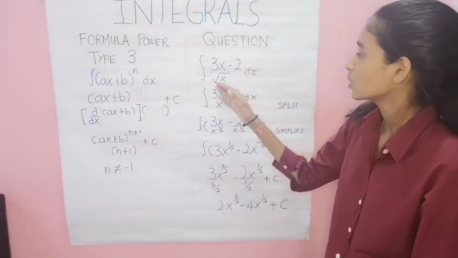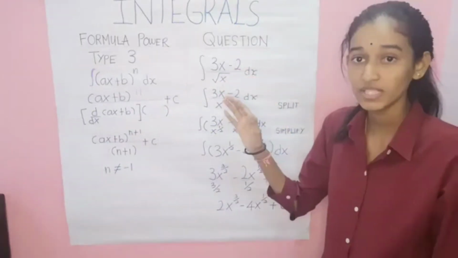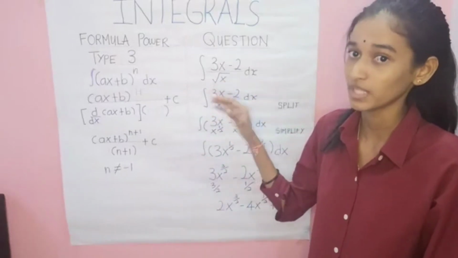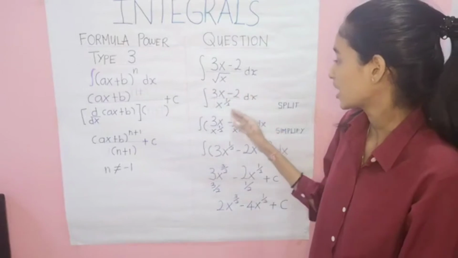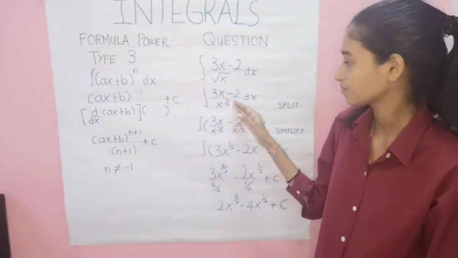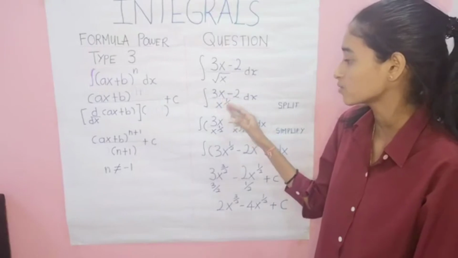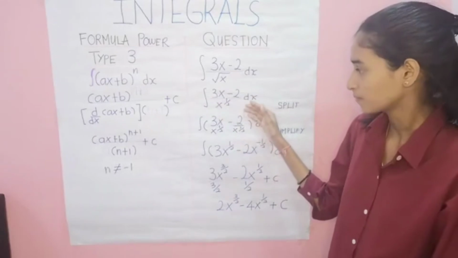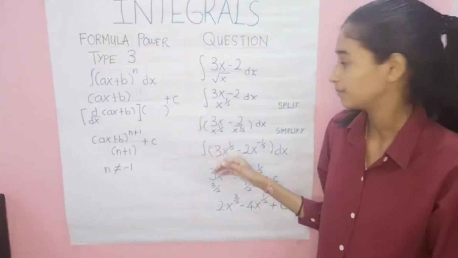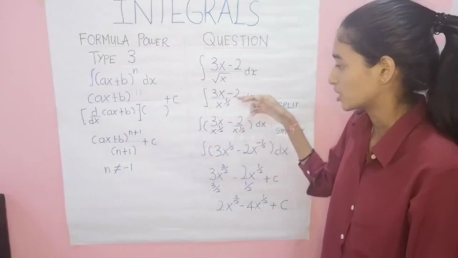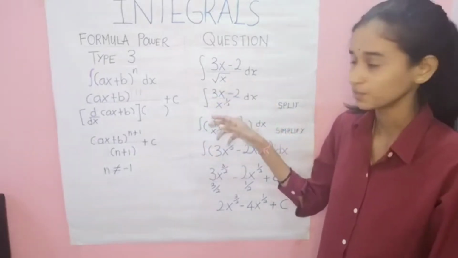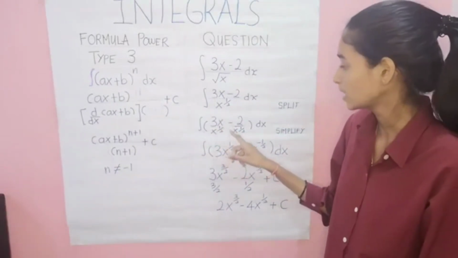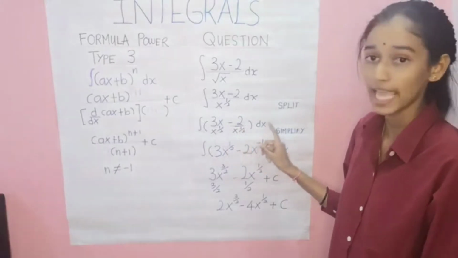3x minus 2 square root x dx. So when we see a question like this, we have to first change the square root into a number form. So we have changed the square root into x to the 1 over 2. 3x minus 2 over x to the 1 over 2 dx. After that, we have to split the equation. Splitting the equation is very simple. We have to just split the equation above into 2, like this: 3x over x to the 1 over 2 minus 2 over x to the 1 over 2 dx.